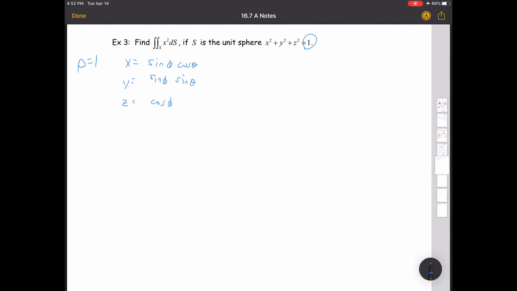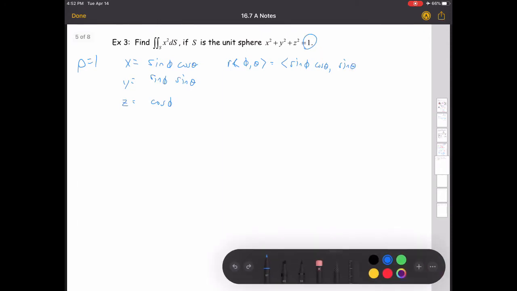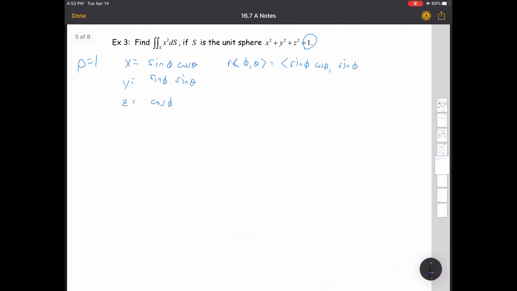So there's my parameterization. So r now is going to be in terms of phi and theta. So again, we took x, y, and z, and reduced it down to 2 variables. So we get sine phi cosine theta, sine phi sine theta, and then cosine phi.